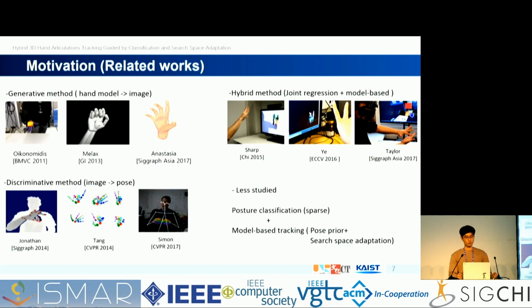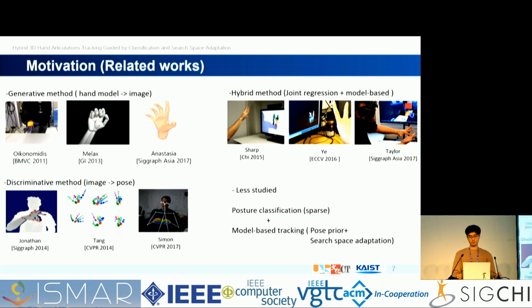There are some related works for hand tracking. Generative approaches estimate the solution from the hand model fitted to the depth image, and discriminative approaches predict the solution from a trained classifier. And hybrid approaches estimate the solution by employing both generative and discriminative methods. Most hybrid methods use joint regression as the discriminative part. So the estimates by the classifier are joint positions.